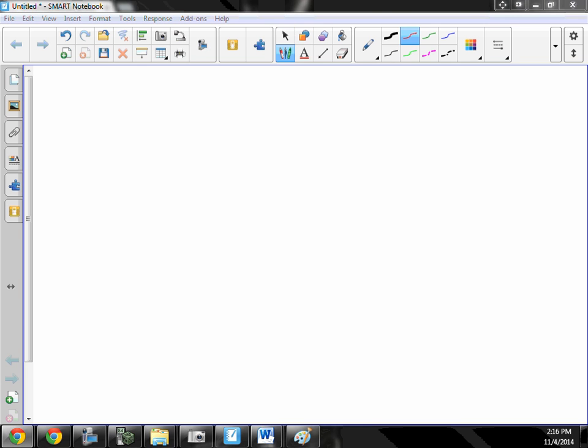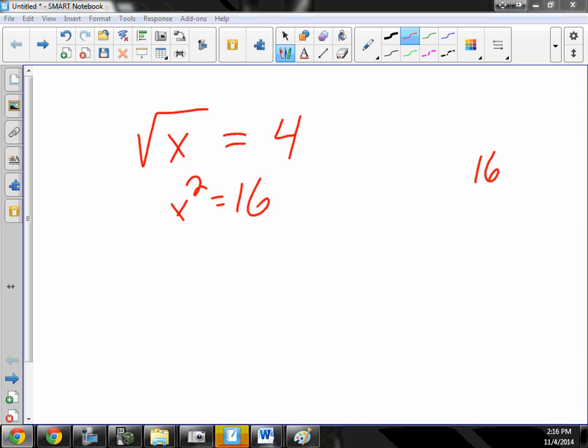Let's start with something very simple, and you won't even need to write this down. You can just watch, and you should be able to follow along and catch on. So if I had the square root of x equals 4, what value for x makes that true? 16. Now, is this a case where it would be plus or minus? No. So x squared equals 16, that's where you get plus or minus.